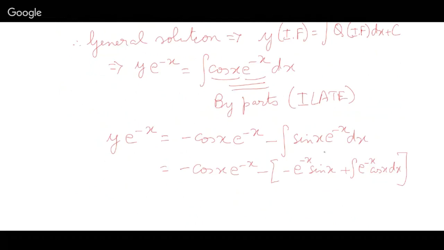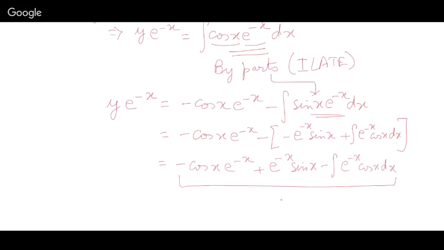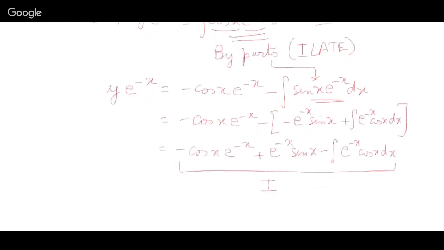What we have done again over here is we have applied by parts, since both the functions are different, and we'll use the same concept of ILATE over here. So further solving it, we get this to be equal to minus cos x e to the power minus x plus e to the power minus x sin x minus integration of e to the power minus x cos x dx. So what we have over here is, this is equal to I. And what is my I over here? I is integration of cos x e to the power minus x.